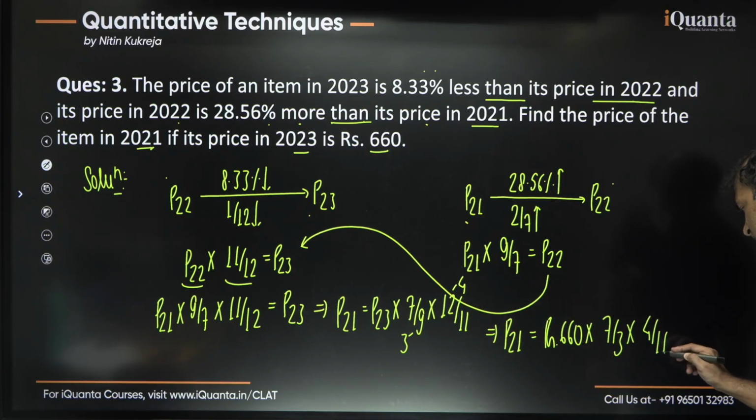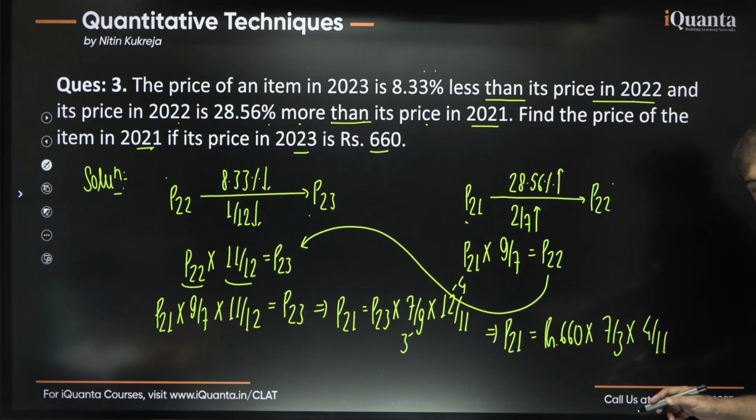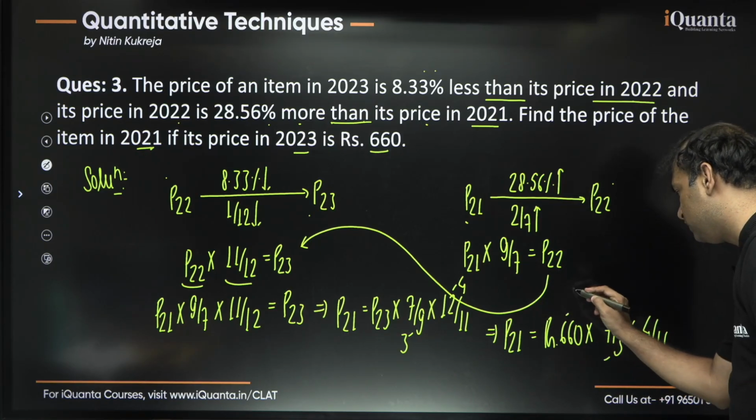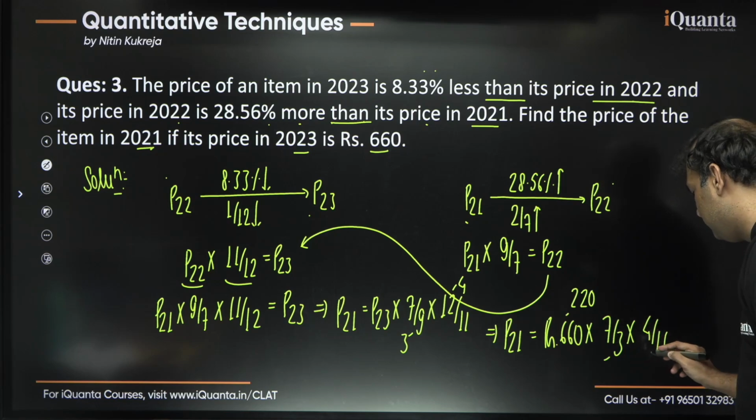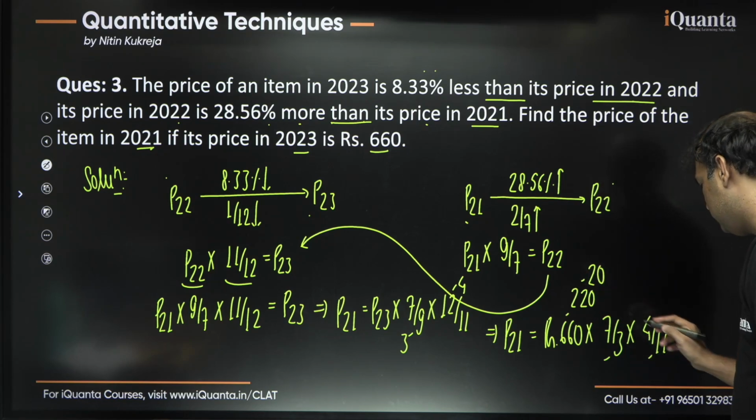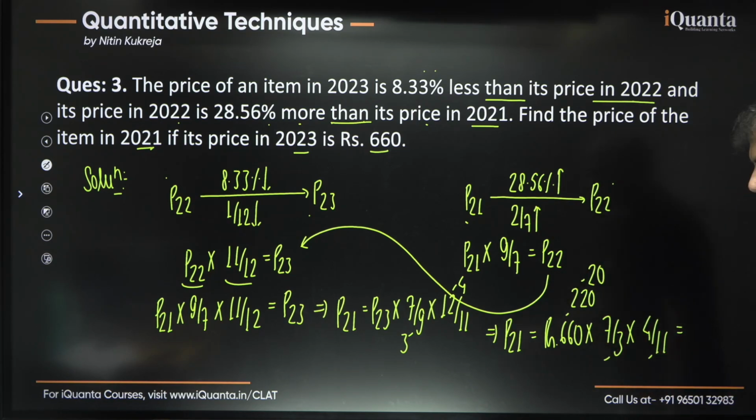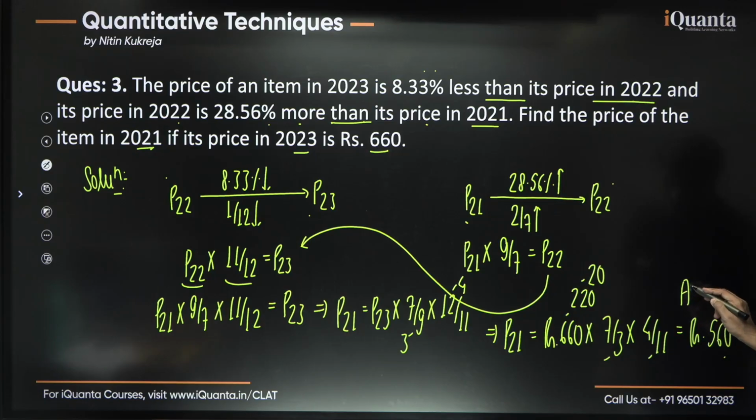Okay, now 660, yes, we can divide by 3 and 11 both. First, 660 by 3 is 220. Now 220 by 11 we got to know is 20, right? And now we can say 20 into 7 into 4, right? This is what we can say. So guys, 20 into 7 is 140 and 140 into 4 is how much? So 140 into 4, 140 into 2 is 280, 280 into 2 is 560. So we can say yes, the price of the item in 2021 is nothing but rupees 560, and this is how we got the answer of this question as well, right?